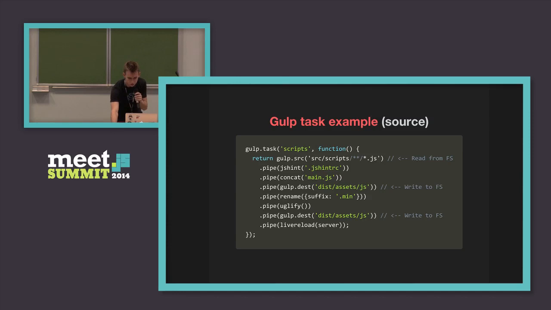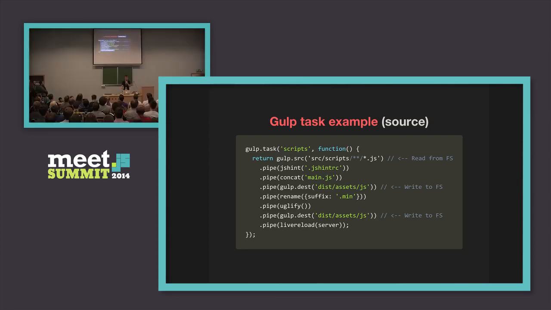Firstly, it's taking some JavaScript files, then it's passing every file to JSHint, so if it has any errors, it will show me. Then I can concatenate it into one file and save it to some directory. I can still minify that file, rename it, and again save. And finally, I can notify my LiveReload server that the file has been changed, and it will be reloaded automatically in my browser.